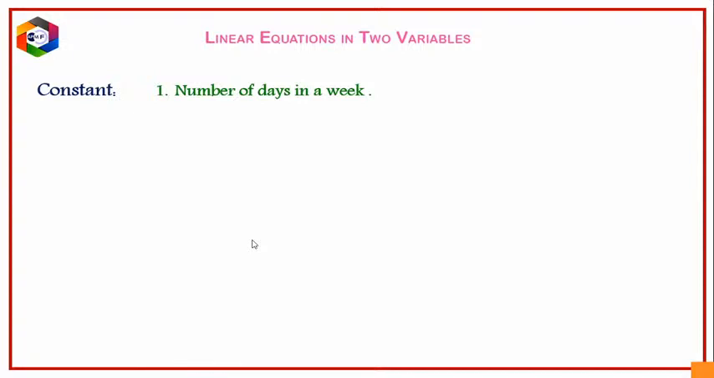So there are some values which never change, they will be fixed. All such values are called constants. This is one example. Let us go for the next example.